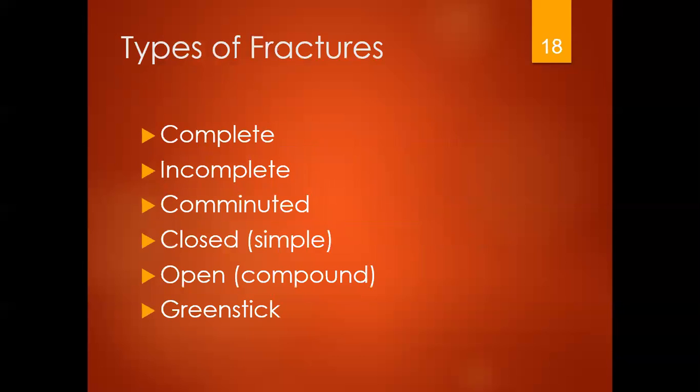Okay. Types of fractures. There's complete fractures. That's where your bone breaks into two parts, right? They're completely separated. And then you have incomplete fractures. That's where the bone is broken, but the two parts are not completely separated. You have comminuted fractures, which is where there's a shatter of the bone, right? We see this in crush injuries or high impact injuries.